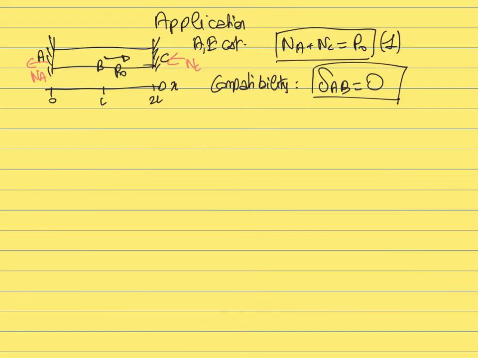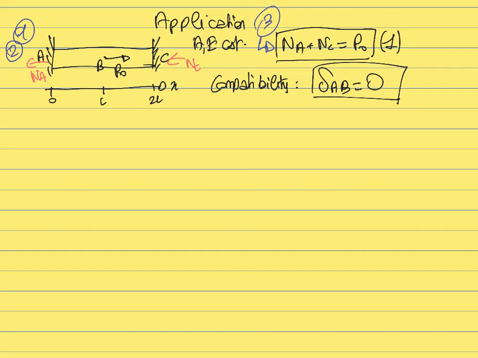So let's come back to the initial problem now to see how we can apply those different steps. So again, we started with step 1, free body diagram. Step 2, we identify the unknowns. In this case, the two unknowns are NC and NA. Then step 3, we write the condition of equilibrium that gives us only one equation, which is that NA plus NC equals P naught. That's the only equation that we get out of the condition of equilibrium.